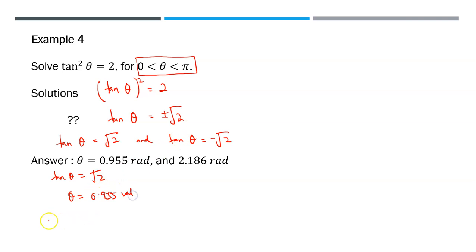0.955 radian. But if you forgot to put your calculator in radian mode, theta is tangent inverse root 2, so you will get 54.7 degree. Then you have to change to radian using the previous method that I showed this morning. So you will get the same answer.